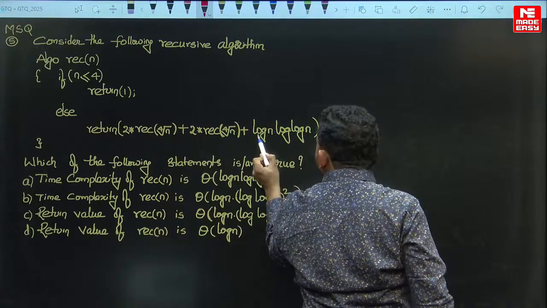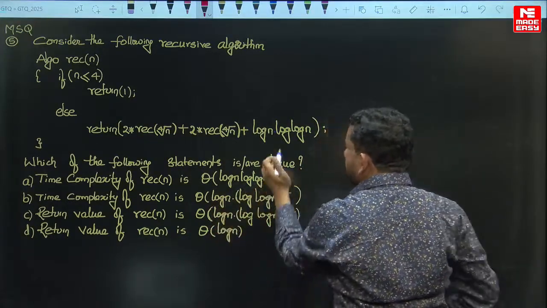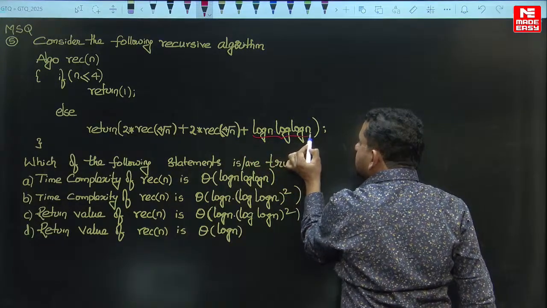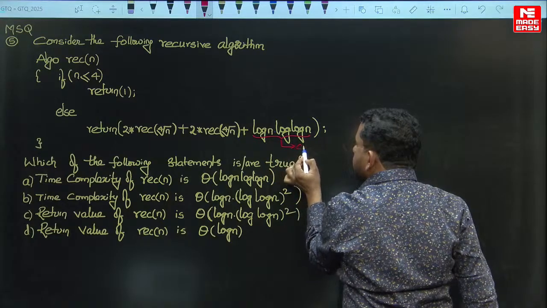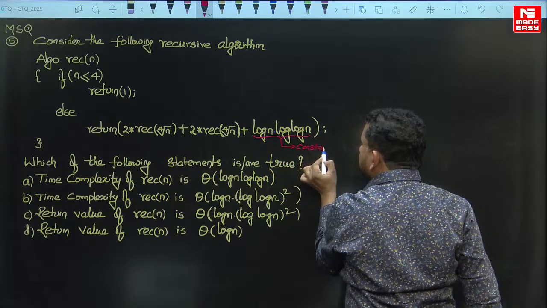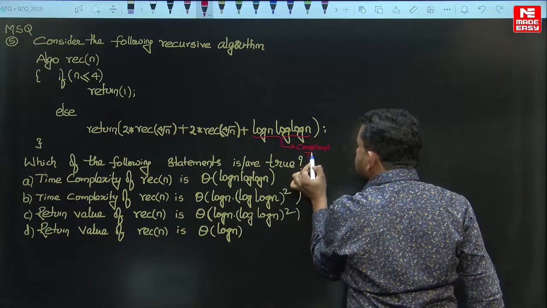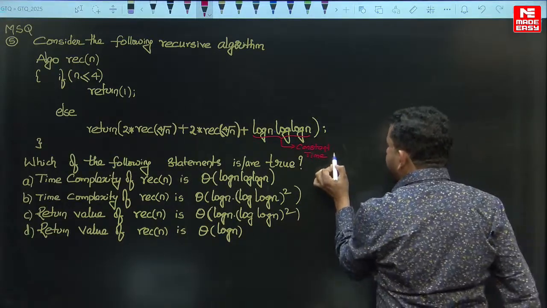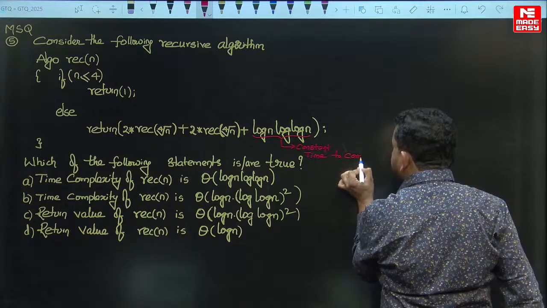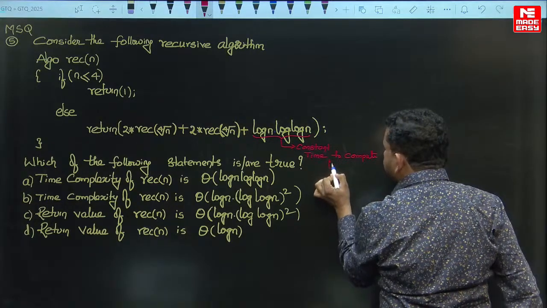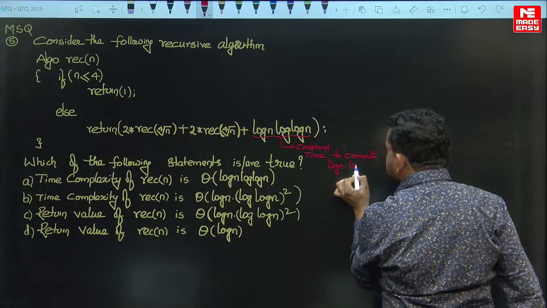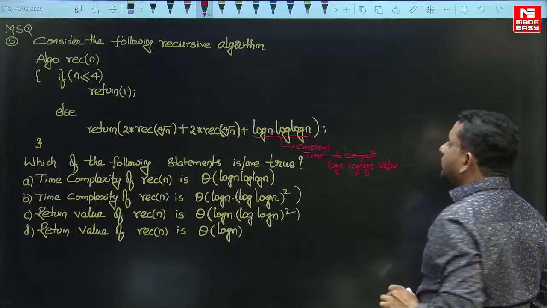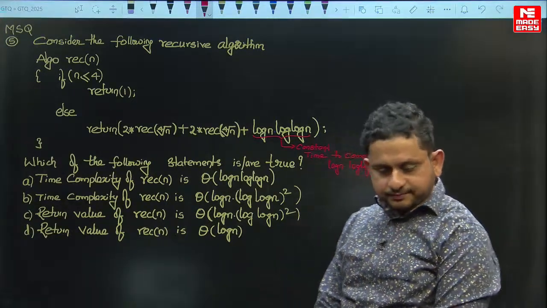Assume the computational cost of this log n multiplied with log n is constant. Constant time to compute log n multiplied with log n value is the assumption. Now what is the time complexity and what is the return value?